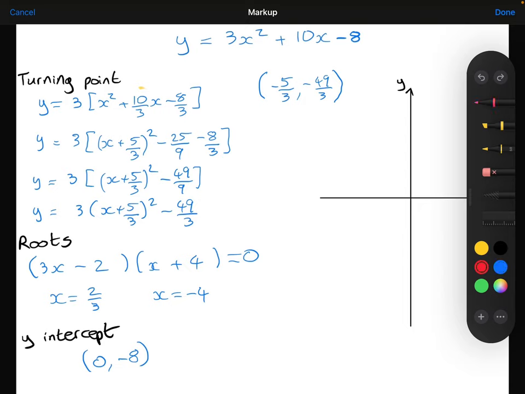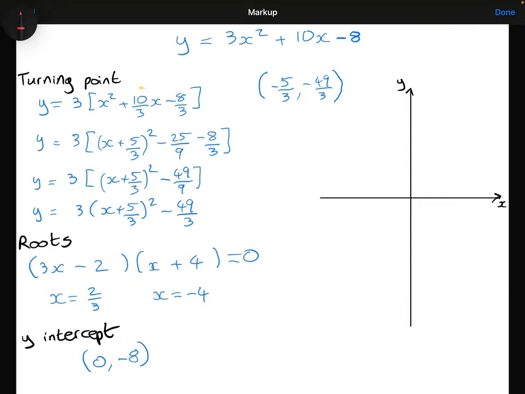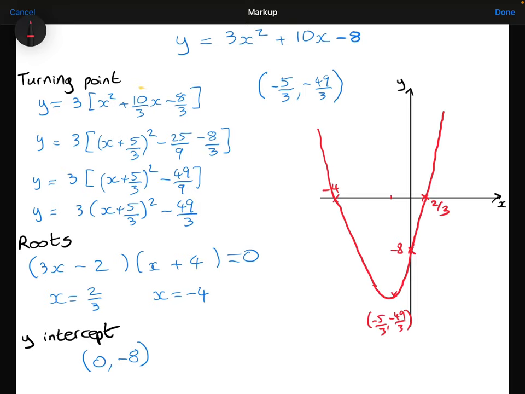Let me now draw this graph. So the y-intercept is minus 8, which is roughly here. The roots are at minus 4 and 2/3. The turning point, minus 5 over 3, roughly here. Minus 49 over 3 is down here somewhere. And now we can draw a nice smooth curve through our turning point, through the y-intercept, through the 2 roots, and we're done.